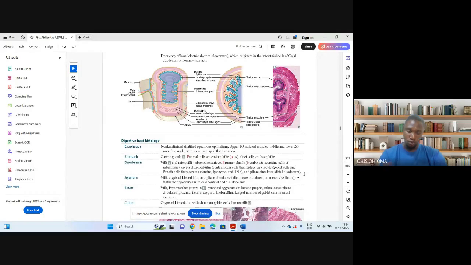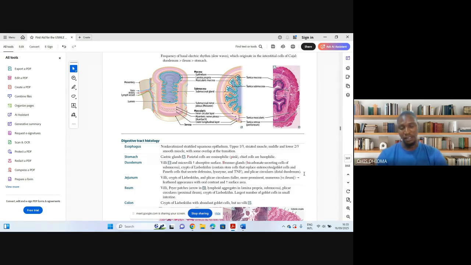The esophagus has three parts: the upper, middle, and the lower part. And so the upper part is more skeletal in nature. The muscles there are more skeletal in nature, and then the middle and the lower part are more smooth muscles, right?